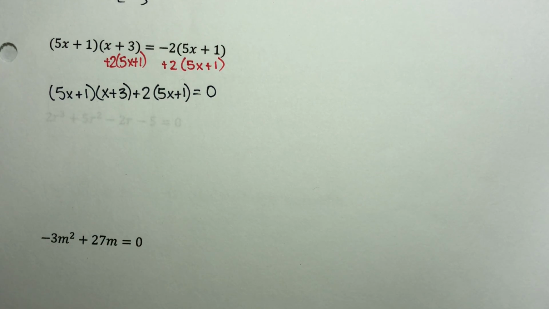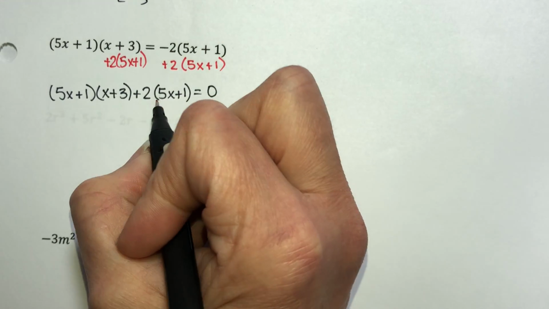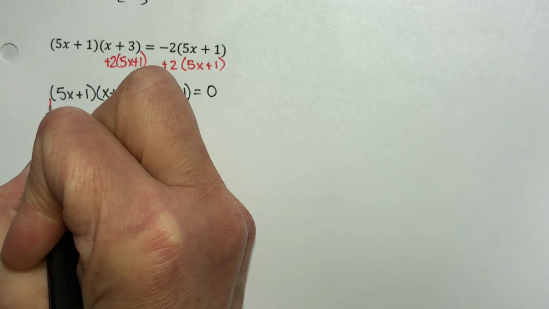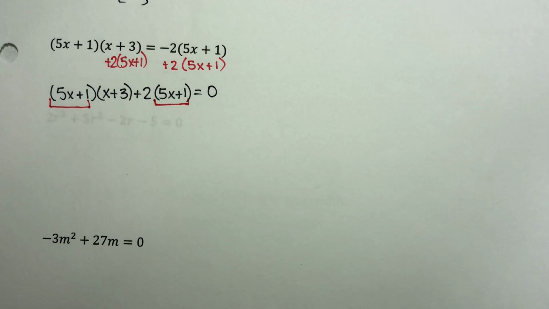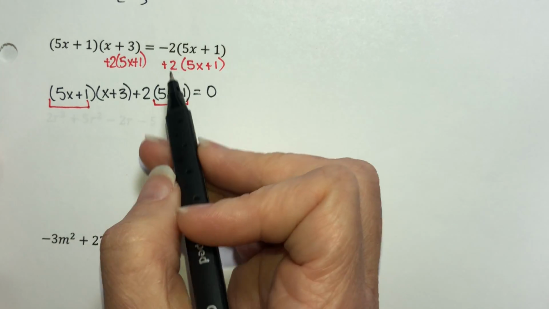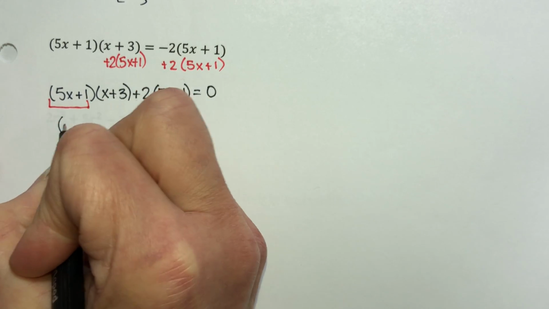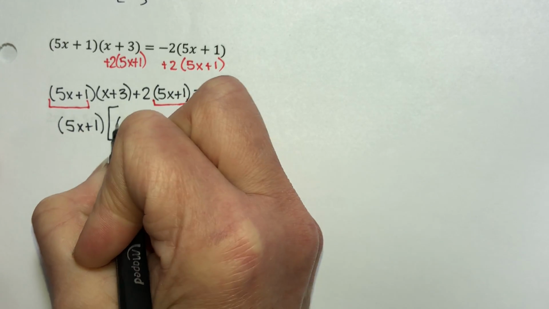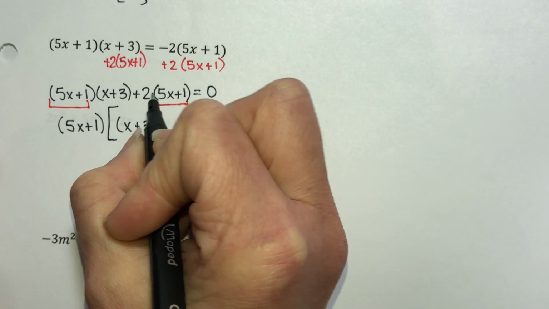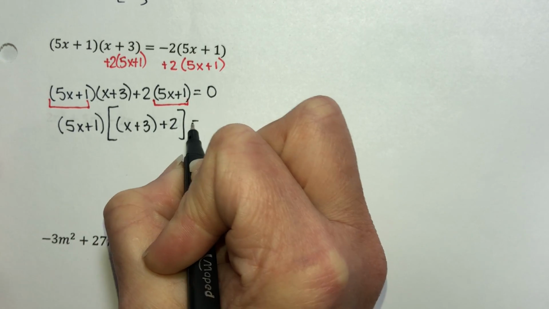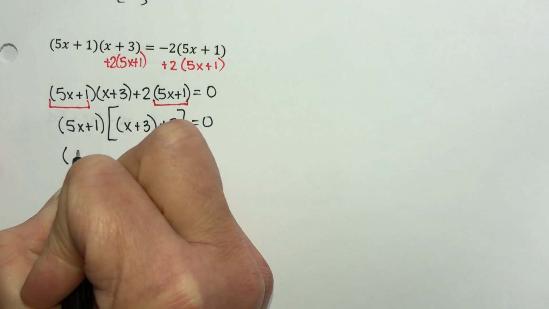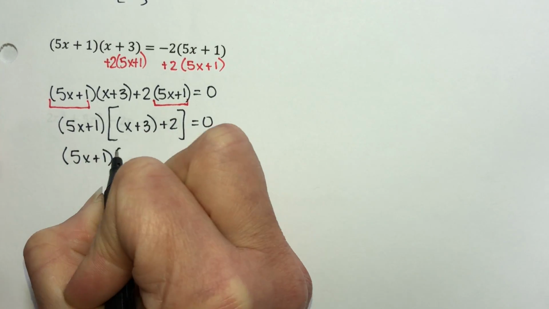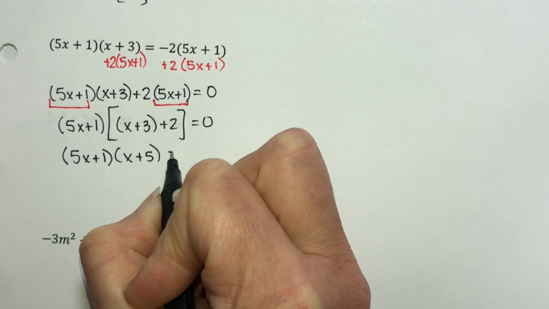So what we need to do is either multiply everything out, combine like terms, and that's going to be the way you need to do this sometimes. But in this case, they hope that you recognize you have 5x plus 1 there and 5x plus 1 here. We talked about this kind of factoring way back. I can factor out the 5x plus 1, and then what I have left is an x plus 3 plus 2 equals 0. So this simplifies to 5x plus 1 times x plus 5 is equal to 0.